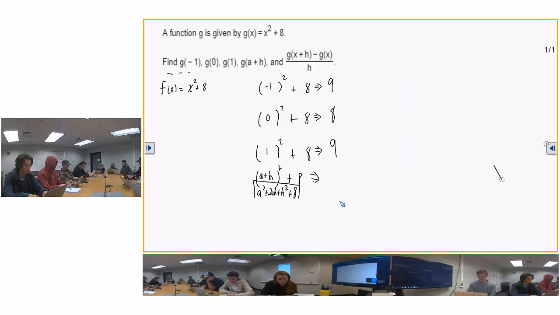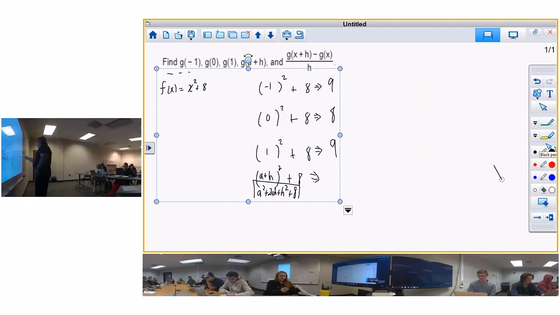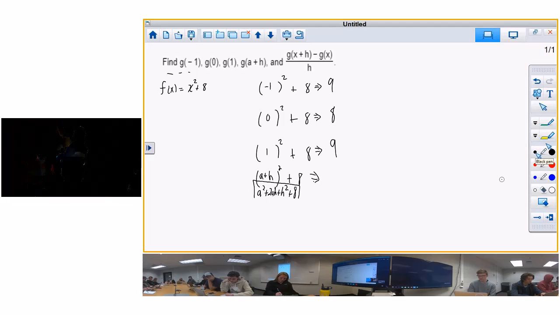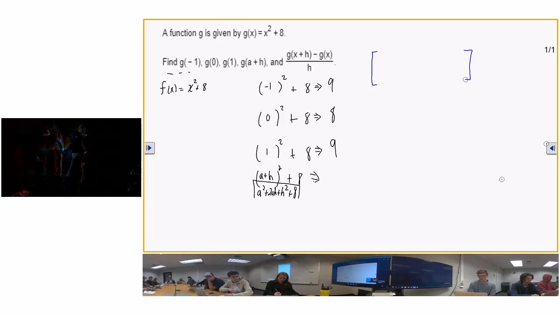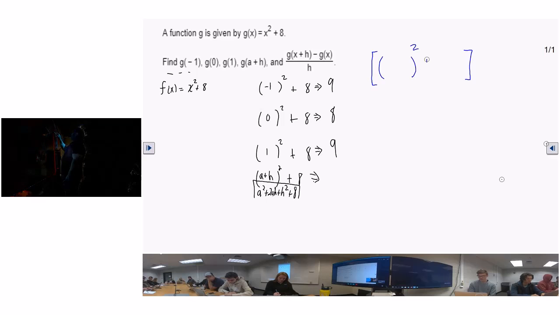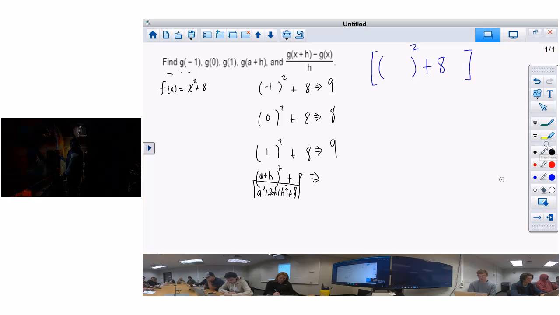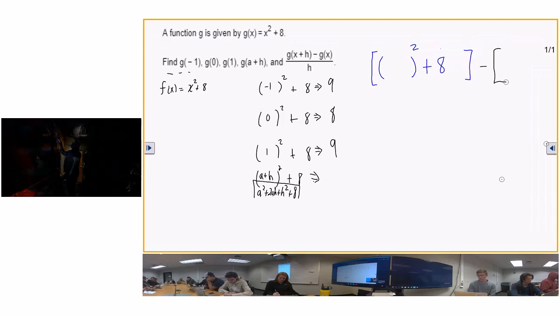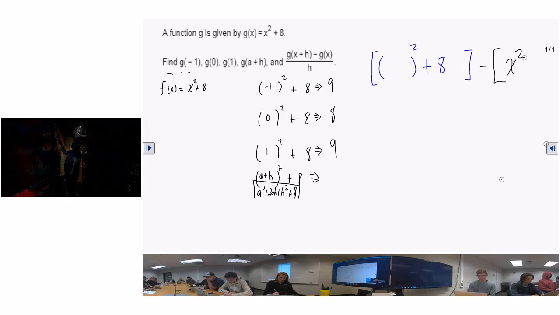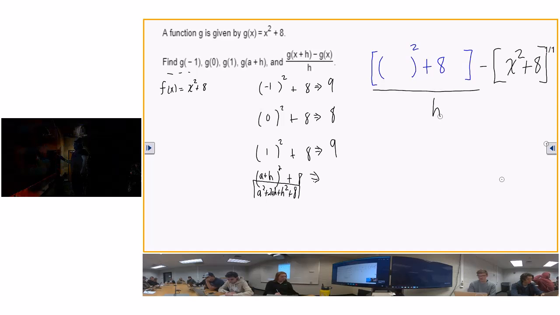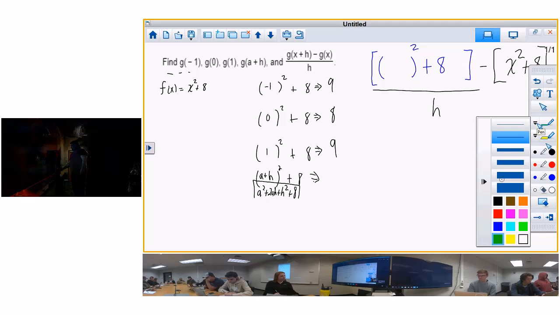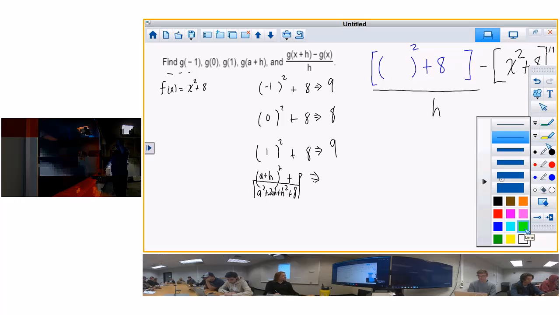Okay, there we go. Now we're going to go over here and rewrite the problem, except this time our x squared we're going to rewrite right here in blue. That's going to be parentheses squared plus 8, and then minus f of x, which is x squared plus 8, all over h. And we're going to plug in g of x, x plus h, right here.